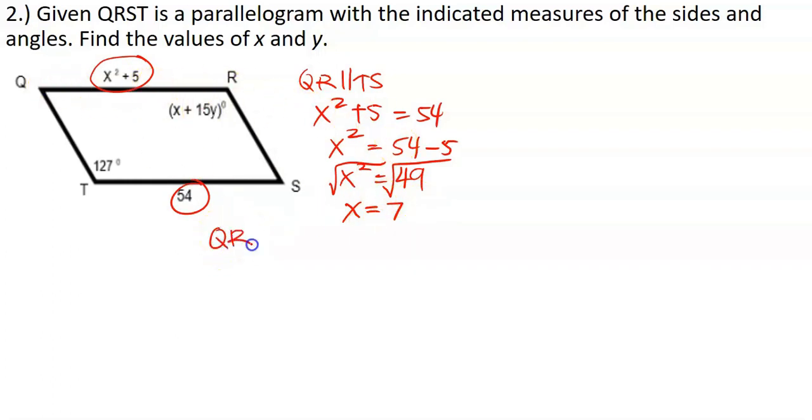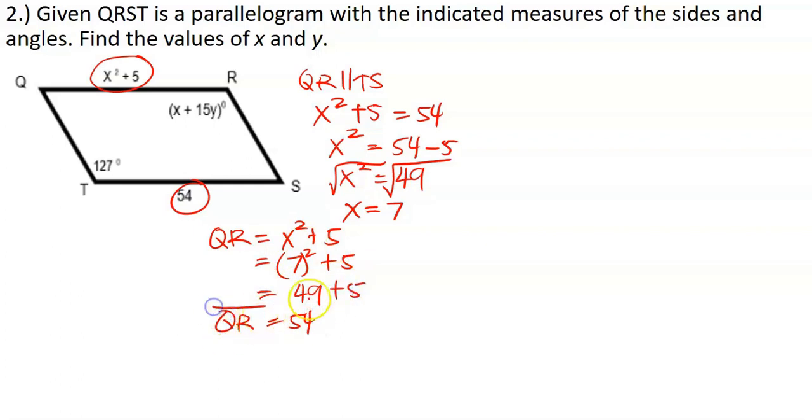We will then have QR, which is equal to x squared plus 5. By again using substitution, we'll have x, which is 7, then we square it, plus 5. 7 squared is 49, plus 5, which is equal to 54. So we just proved that QR and TS are both 54 after solving for the value of x, which is 7. So this is correct.